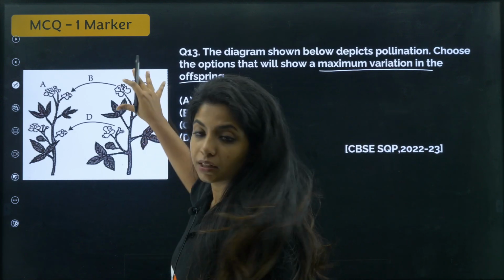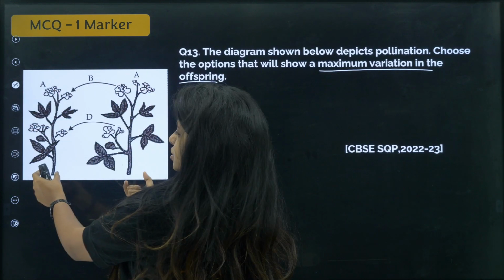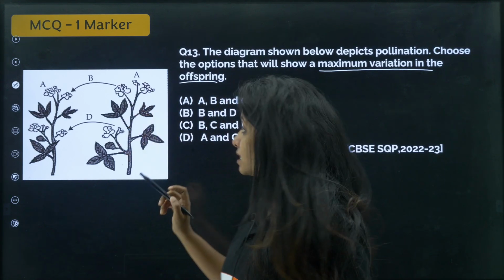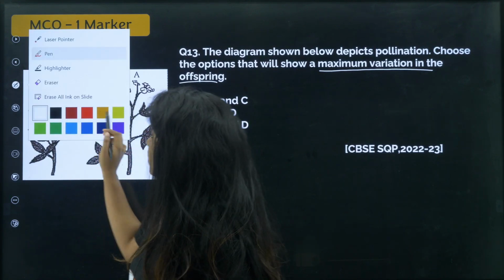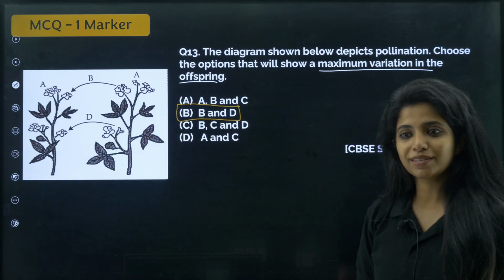But if this flower and this flower are going to mate, obviously these are 2 different plants, so they will have 2 different genetic materials. So B and D is where, if they come and fuse, you see a greater amount of variation in the offspring. So this becomes the answer.